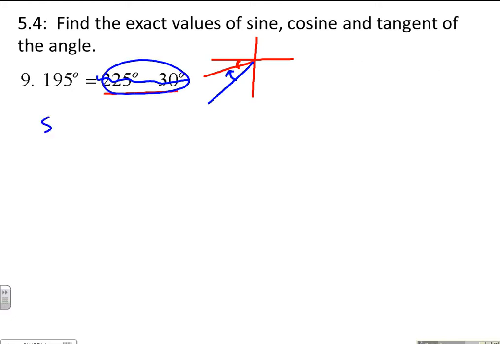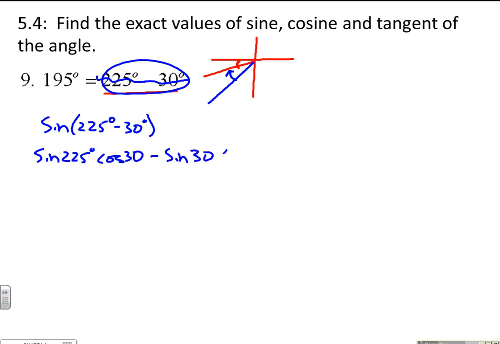So I'm going to go ahead and say sine of 225 degrees minus 30 degrees is, sine of a difference is sine cosine minus cosine sine. So this is sine 225 cosine 30 minus sine cosine, switch the angles, sine 30 cosine 225 degrees. At which point you might want to draw the triangles out.